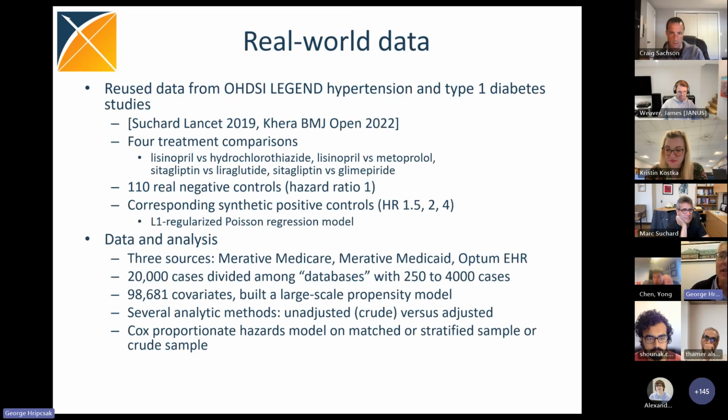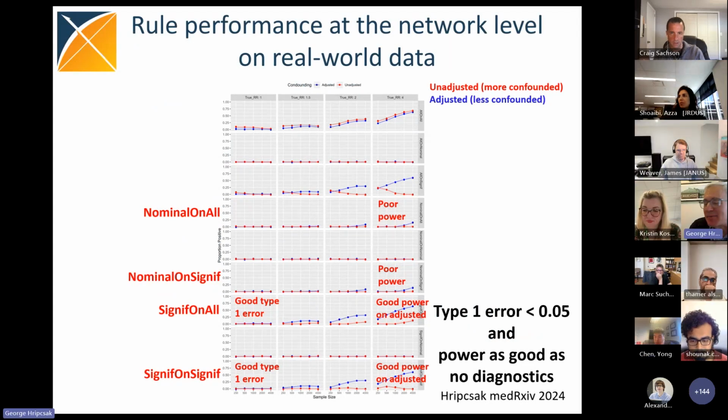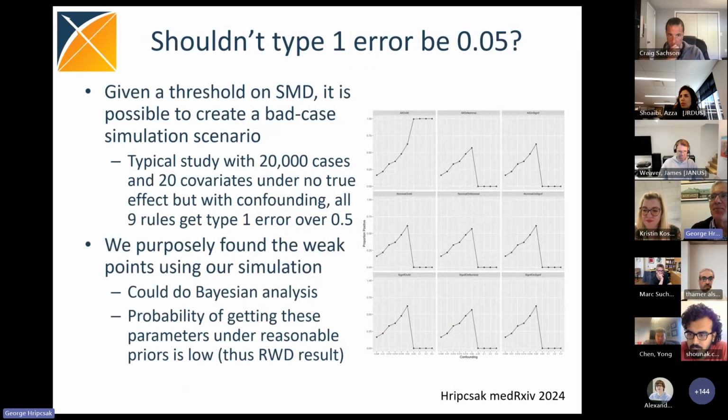So now we use real-world data from OHDSI Legend hypertension study, and we look at all the possibilities. Again, going through quickly to save some time. Basically, the 4 rows that were possibly viable before, we see that in real-world data, if at the network level, we check nominally greater than 0.1, poor power, again, down to 0. And the nominal on signif, that's also poor power. The only thing that works is if we look for statistically significantly worse than 0.1 at the network level, and we do something at the database level.